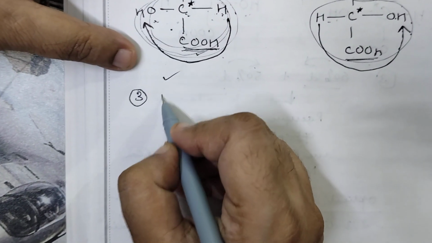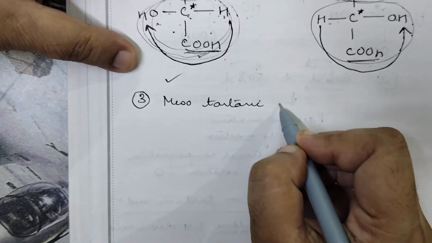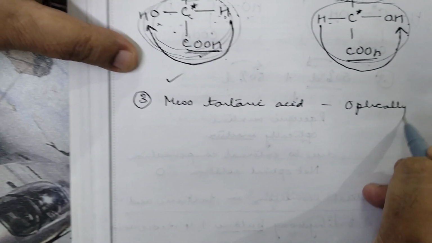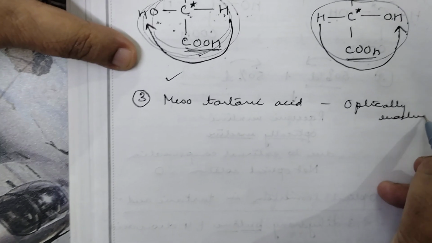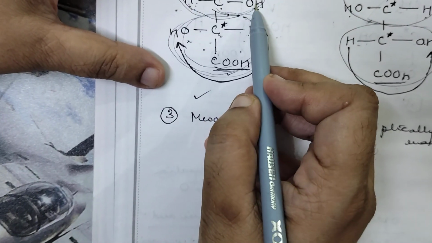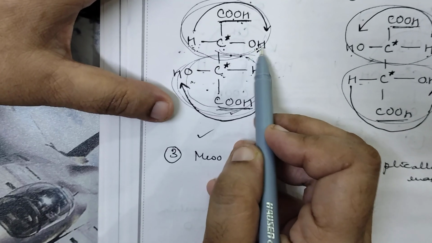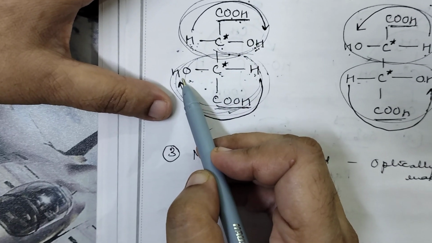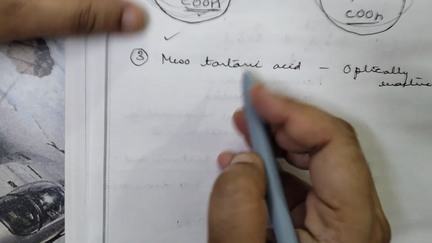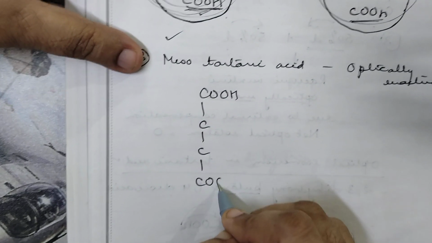The third can be mesotartaric acid. Now mesotartaric acid is optically inactive. See, what you have to do, hydrogen and hydroxyl were on left and right hand side and hydroxyl was across. To make meso, you will bring hydroxyl on the same side, hydrogen on the same side like this. COOH, C, C, COOH, right?